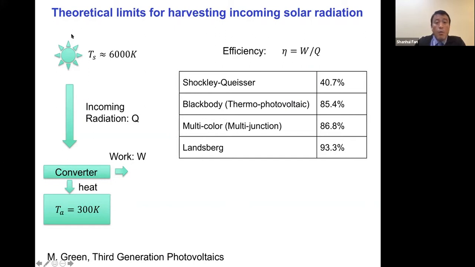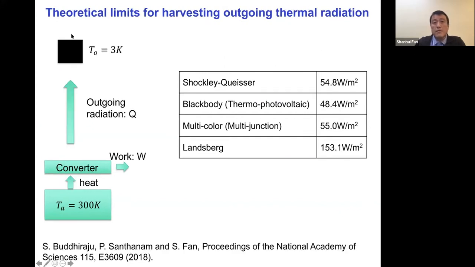Now, similarly, one can take the theoretical construction and reverse the arrows to derive the theoretical limits for harvesting outgoing thermal radiation. In this case, again, one imagines a converter maintained at the ambient air temperature, but instead of receiving radiation, it radiates heat out to the outer space at 3 Kelvin. In this setup, corresponding to each of the device configurations in solar energy harvesting, one can also derive the theoretical limit for the power density, in terms of work, that you can generate in harvesting outgoing thermal radiation. So this is summarized in the paper provided here. In the interest of time, I would just like to focus on two of these limits, the Blackbody limit and the Landsberg limit.